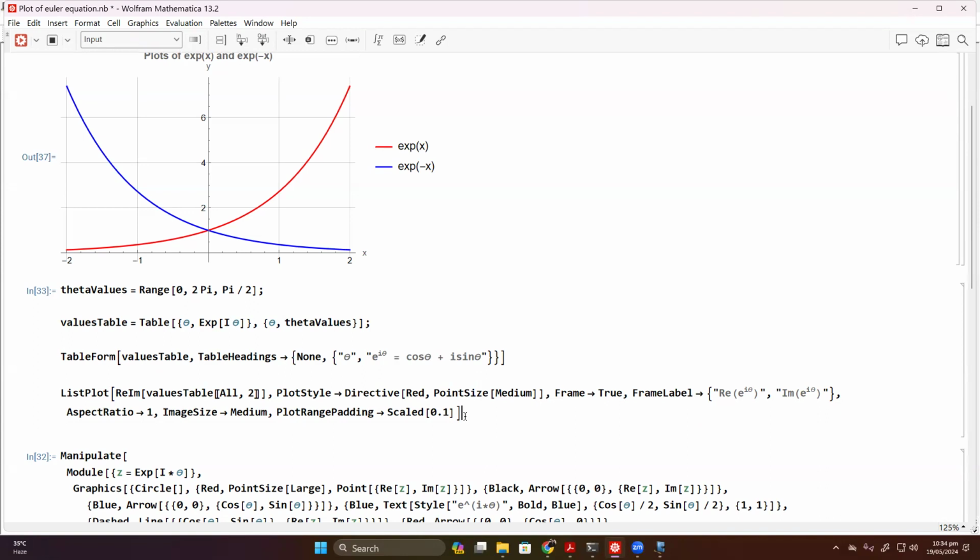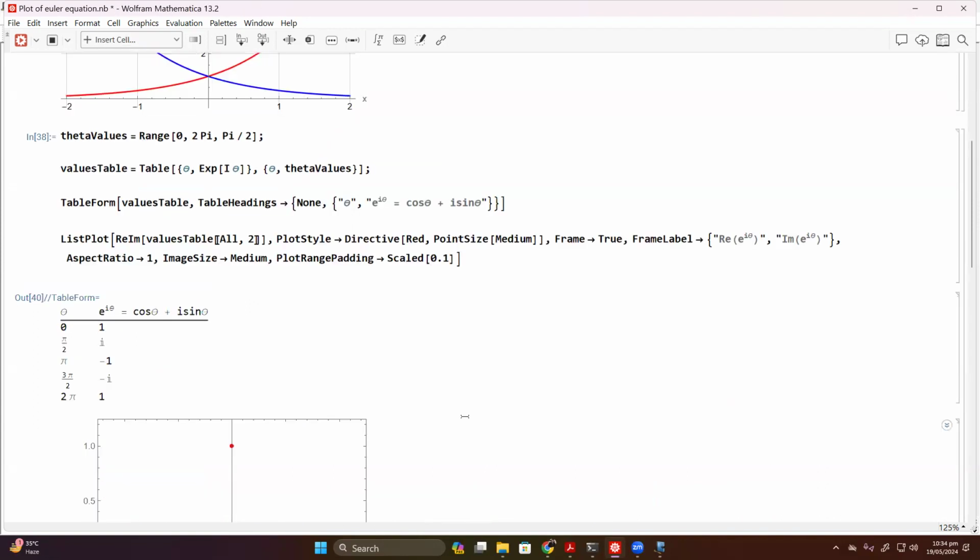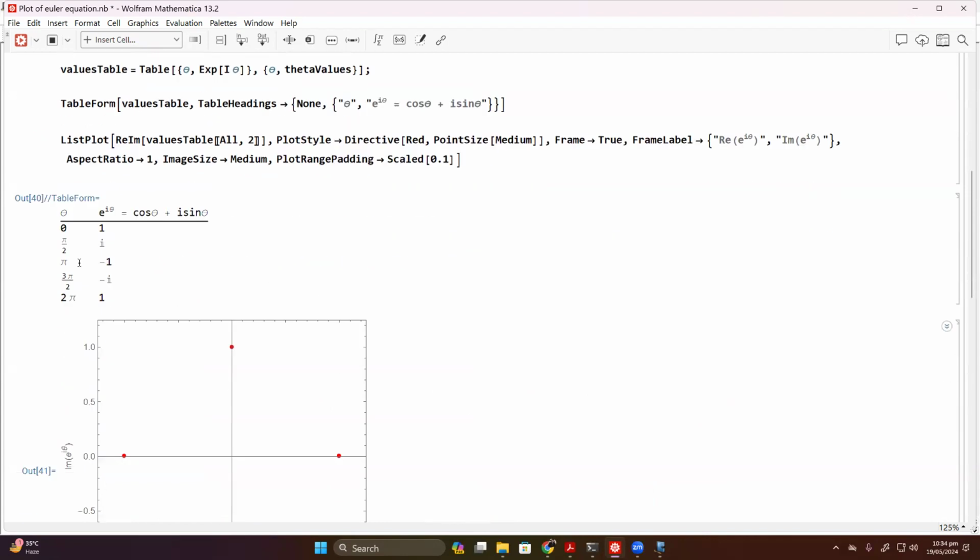I'll tell you what's going on. This is the plot of e to the i theta for very few inputs. For example, in this table, if I put theta equals 0, then e to the i theta is 1. If I give theta equal to pi by 2, then this will be 0 and this will be 1, and I'll get i. If theta is pi, then I'll get -1. If theta is 3 pi by 2, I'll get minus i, and if theta is 2 pi, I'll get 1.